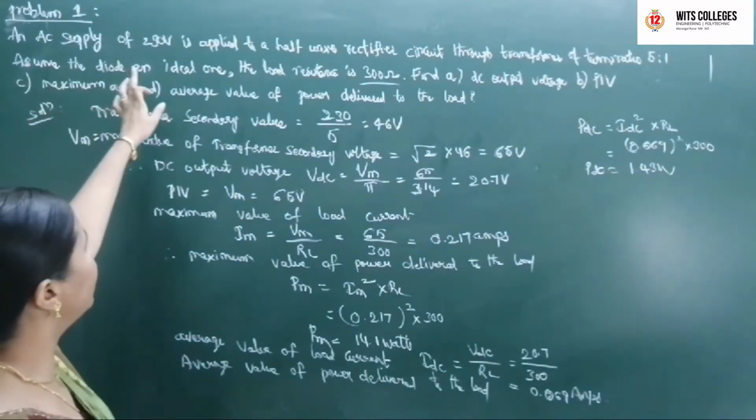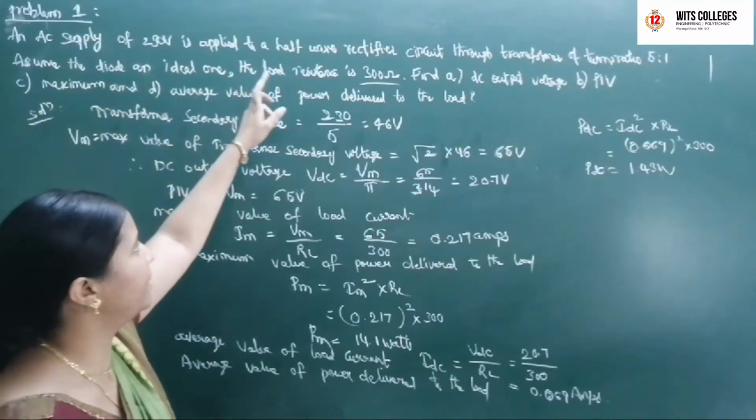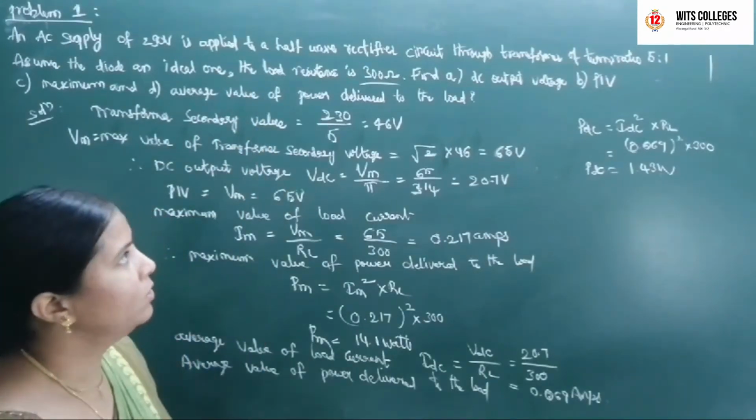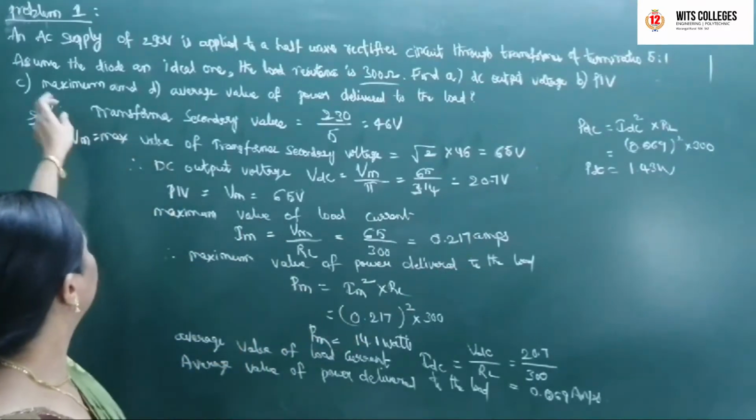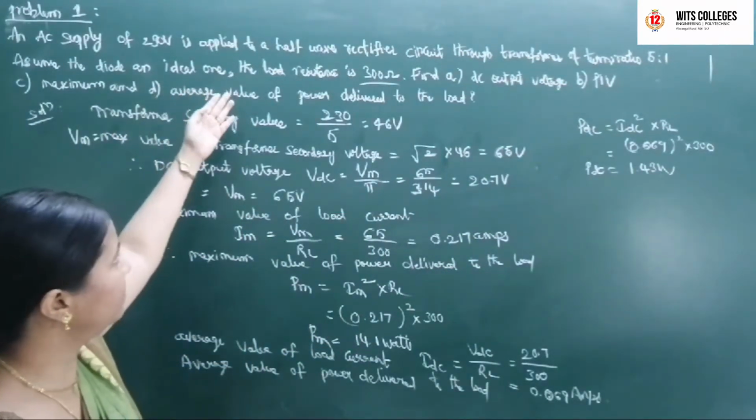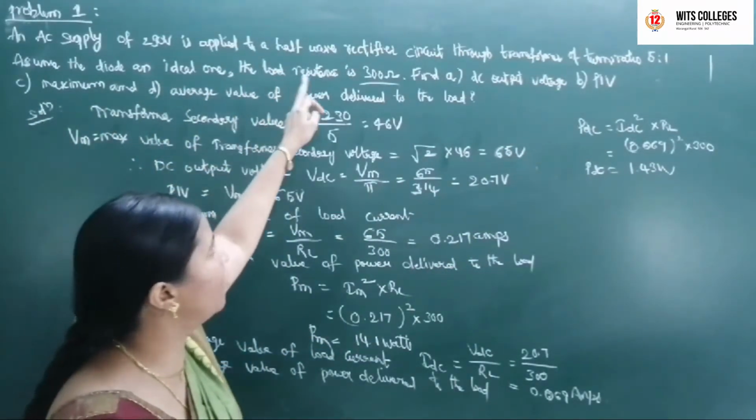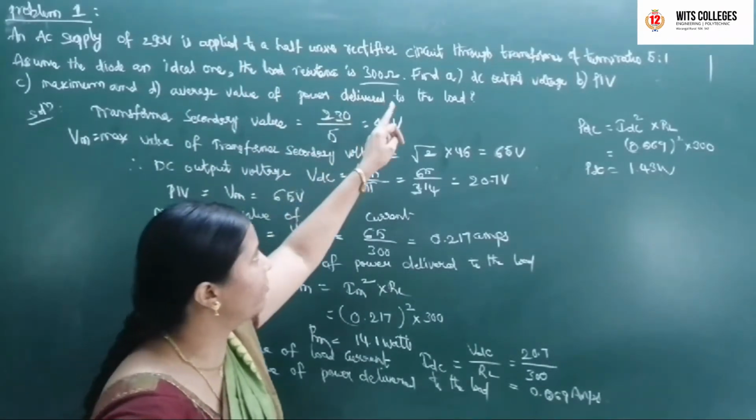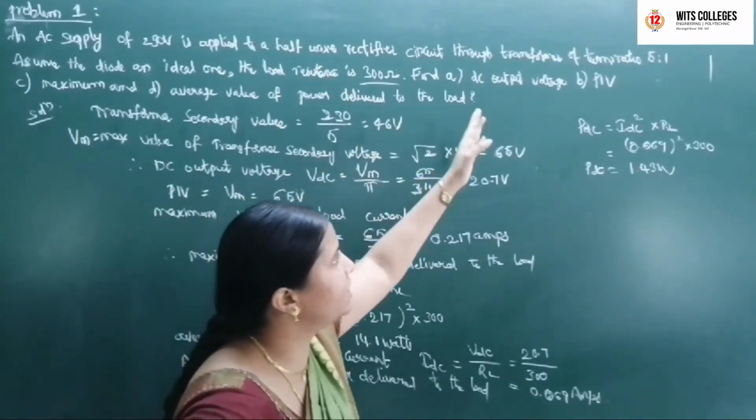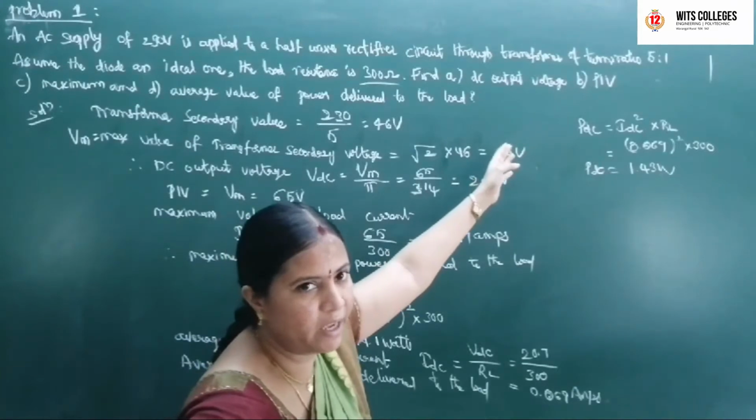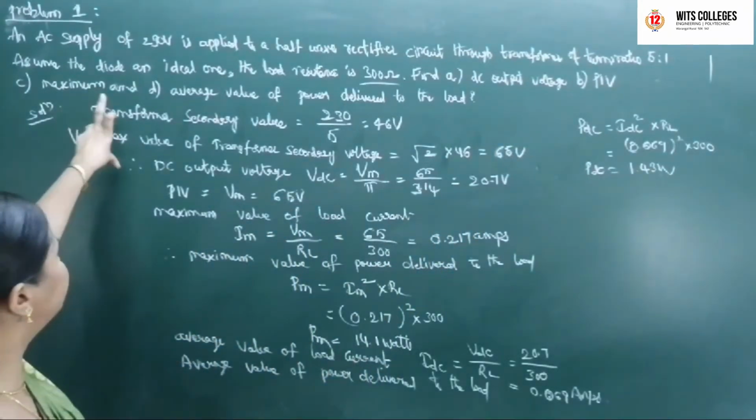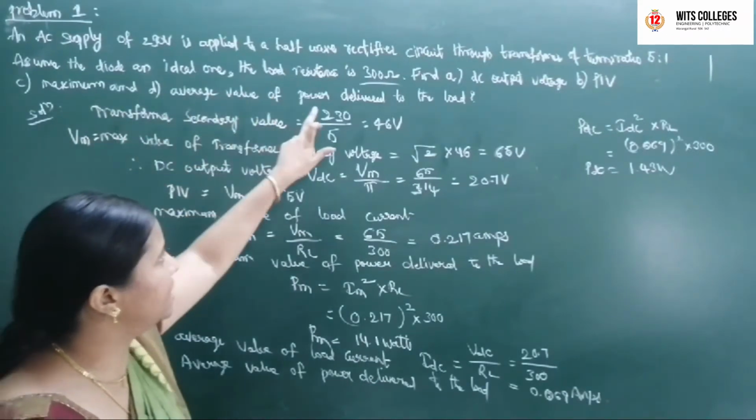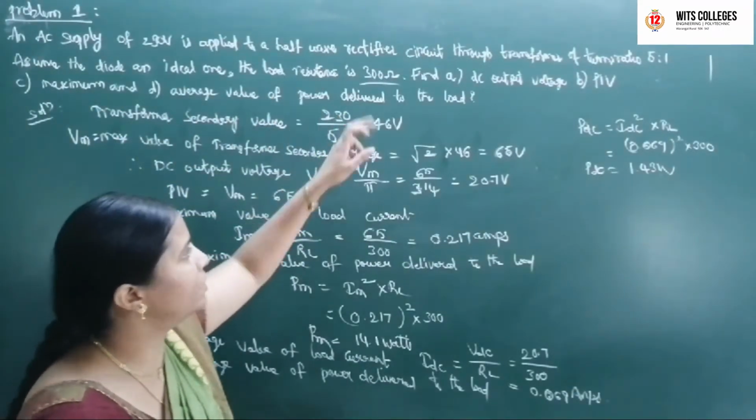So today we are going to solve the problem on the half wave rectifier. An AC supply of 230 volts is applied to a half wave rectifier circuit through a transformer with turns ratio of 5:1. Assume the diode is ideal. The load resistance is 300 ohms. We have to find the DC output voltage, that is VDC, the peak inverse voltage PIV, and the maximum and average value of DC power delivered to the load.